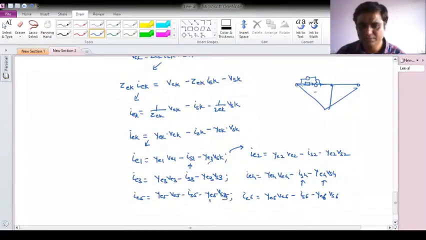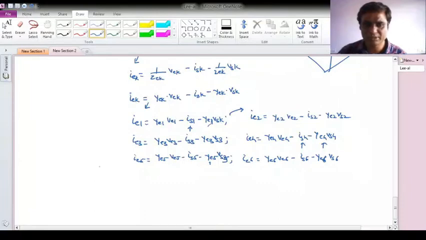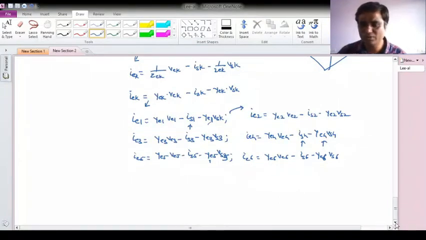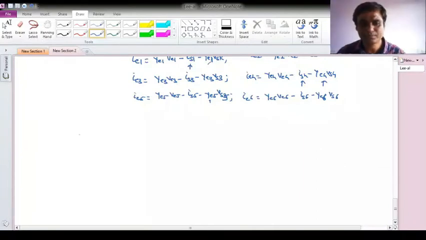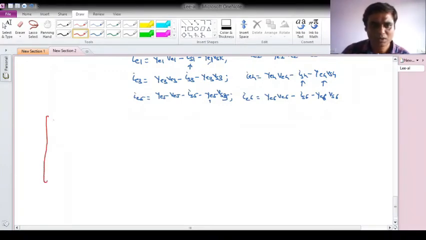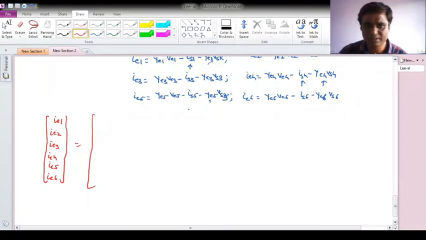And this I can also express in matrix form. So what will this be? This will be basically IE1, IE2, IE3, IE4, IE5, and IE6. Now let us express it in matrix representation. So this will be multiplied with all the VE1, VE2, VE3, VE4, VE5 and VE6.